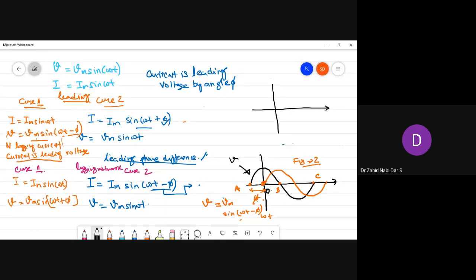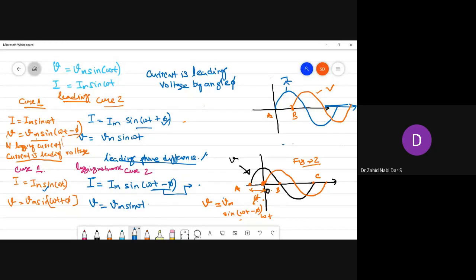Now this means I is Im sine omega t, as it is. So I is starting like this. But V is starting at an advanced phase of phi. Suppose this point A, so V is starting here. So this is my V, and with the blue I have I. So this is my case 1, that was the earlier case.